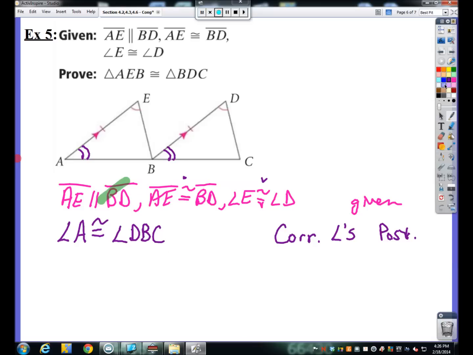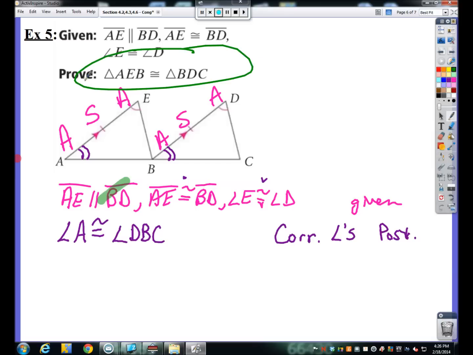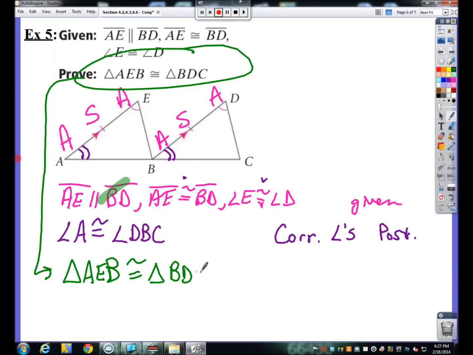I can mark, if I really wanted to, 2 arc marks on those 2 angles I just pointed out. And now if we look at our 2 triangles here, we've got angle, side, angle, angle, side, angle. We've got a good shortcut of angle, side, angle, which is enough to say triangles are congruent. So now we get to pop down here and say triangle AEB is congruent to triangle BDC. And what shortcut did we discover? Angle, side, angle, which was a postulate. And we're done.